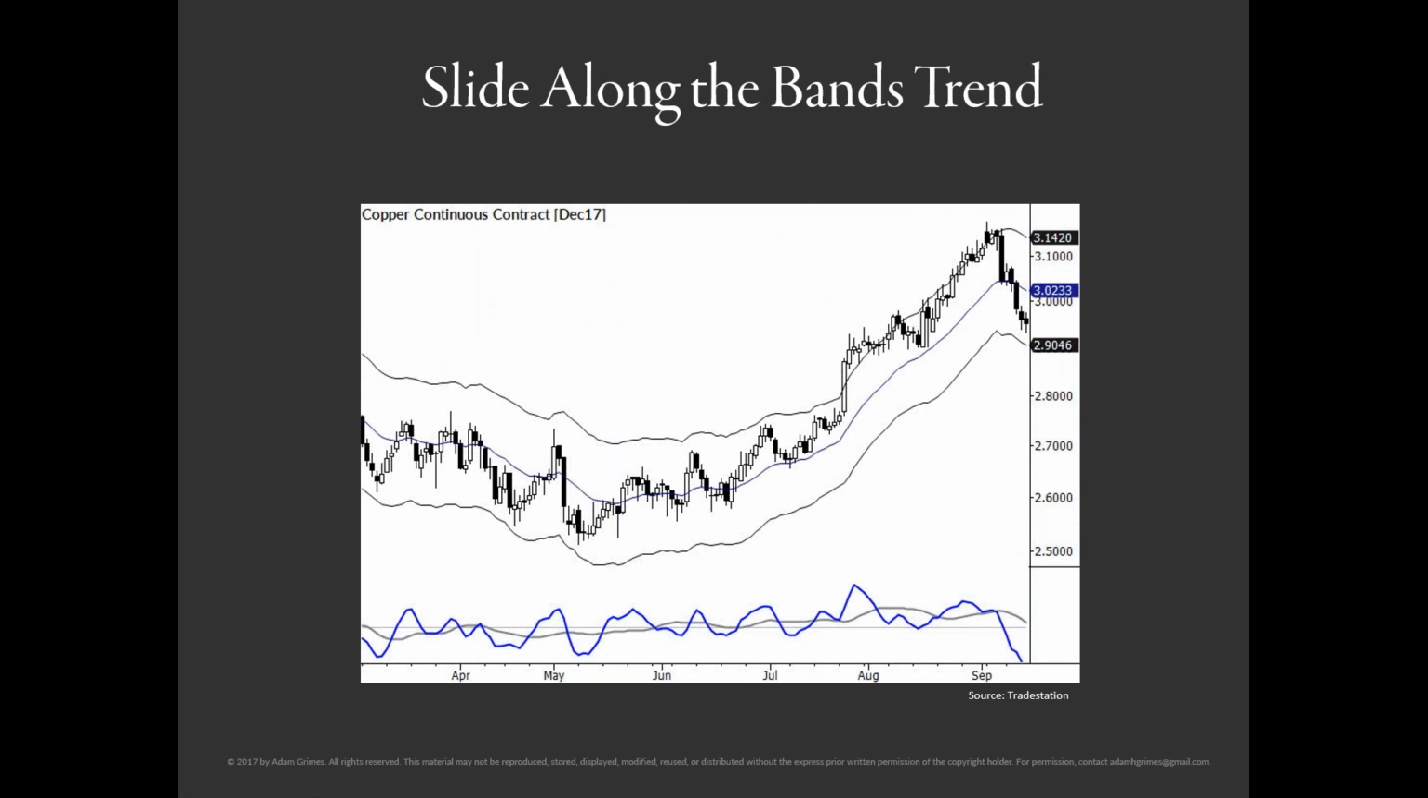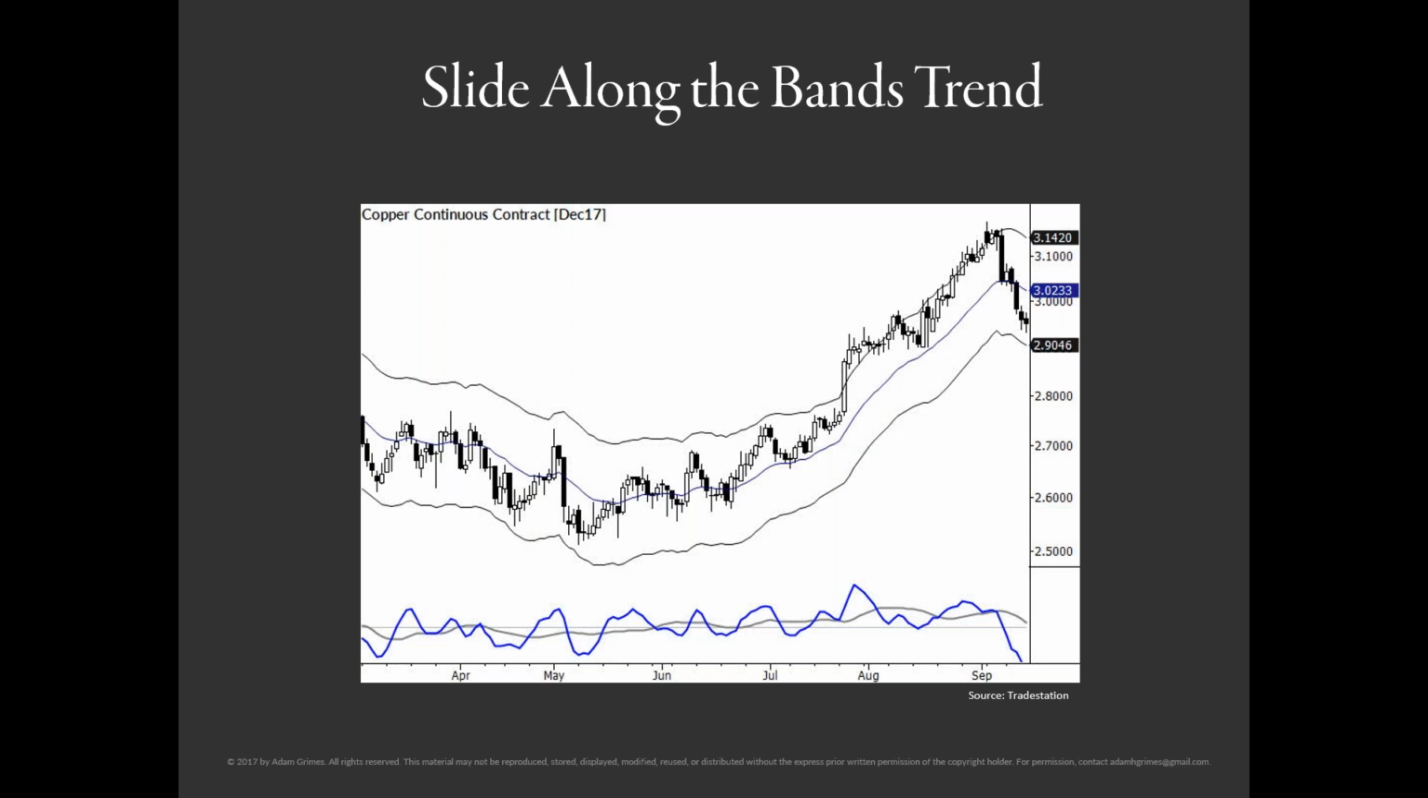please go look at a daily chart of the Dow Jones Industrial Average from late last year and early this year. And you will see an example of something that I call a slide along the bands trend. This shows up with the Keltner channels that I use, which are 2.25 average true ranges above and below a 20-period exponential moving average. And as I said, that's not truly a Keltner channel, but that's what many people use.